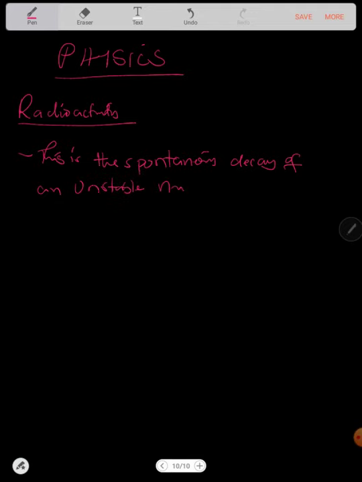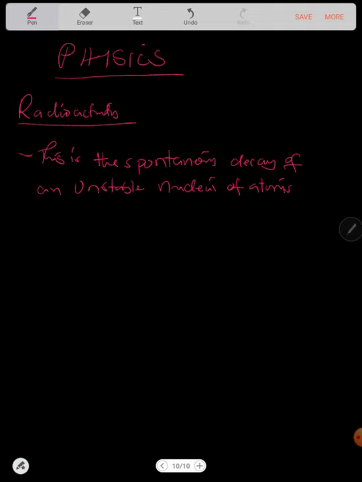Now, radioactivity is a branch of physics that deals with the nuclear decay of isotopes which are unstable. Now, radioactivity, this is the spontaneous decay of an unstable nuclei of atoms.